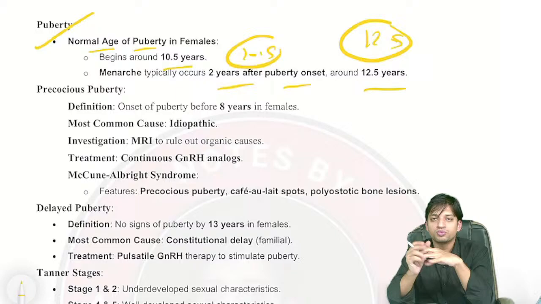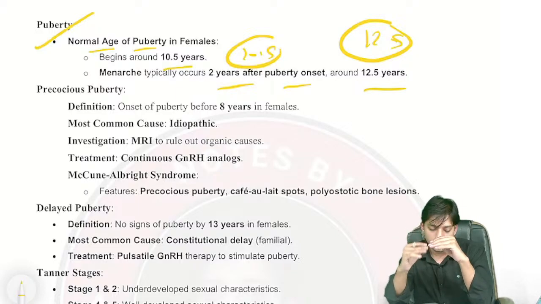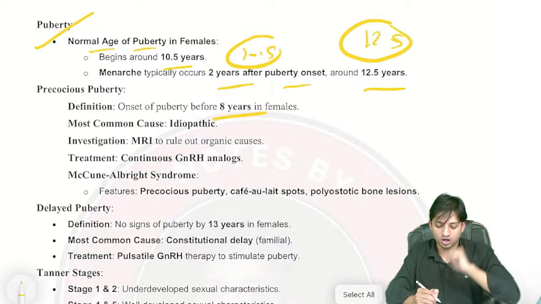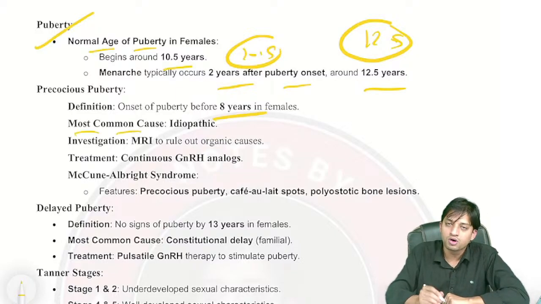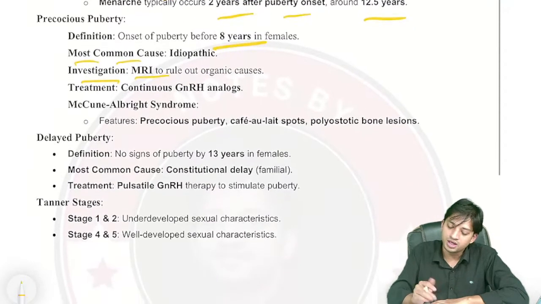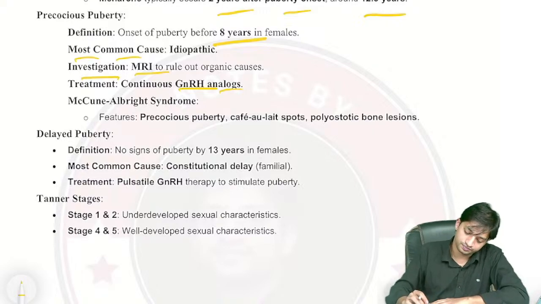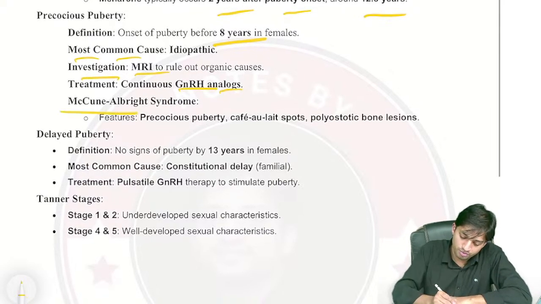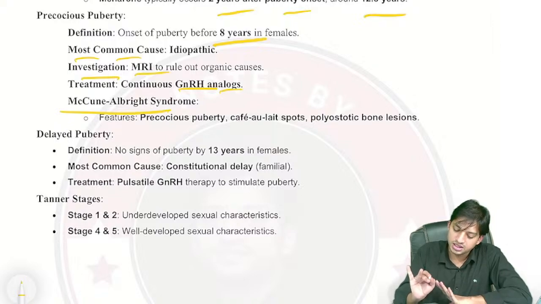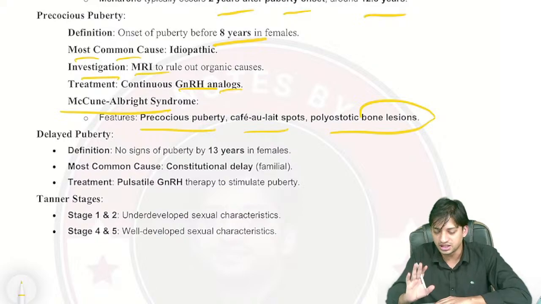What is precocious puberty? If the female reaches puberty before the age of 8 years, right? Precocious puberty. Now, the most common cause is generally idiopathic. Investigation, what do you do? You do MRI. Treatment, continuous GnRH analogs you are giving, right? Now, there is a syndrome here, McCune-Albright syndrome. You can see the features here will be precocious puberty, cafe-au-lait spots, right? And the bony lesions will be there.